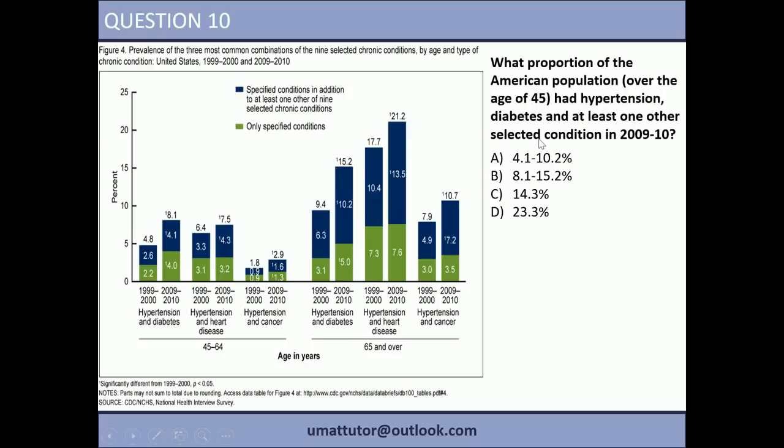So for that reason, the correct answer is A. It's somewhere between 4.1% and 10.2%, which are the two numbers we've been given here. We can't say an exact figure because, again, we don't know the raw number or the distribution of people between these two different parts of the graph. In other words, we don't know what distribution of people are in the 45 to 64-year-old range compared to the 65 and over. So we can't give an exact figure, but we can say it's somewhere between the two figures we've been given here. It's somewhere in the middle of those two. So for that reason, the answer is A.